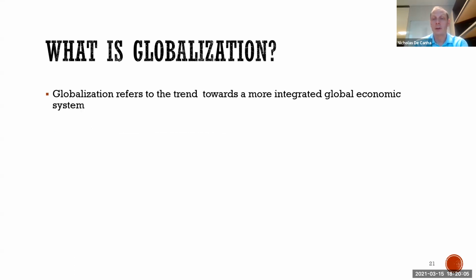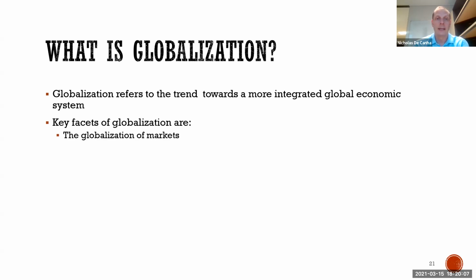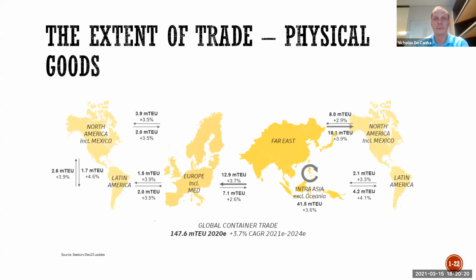So we have a more integrated global economic system, and there are a couple of key facets. So one of which is the globalization of markets. The next one is the globalization of production. And the third one is global institutions.